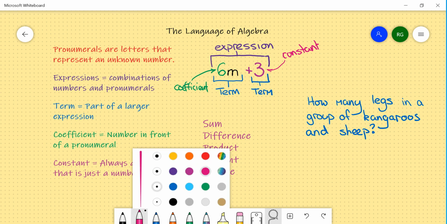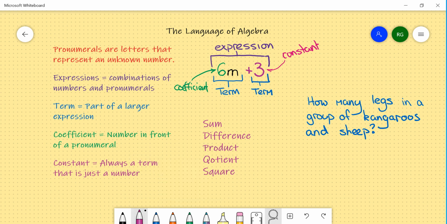A couple of bits of information to remind yourselves of are these written here. Sum is when we add two numbers. Difference means subtraction. If you're finding the difference between 12 and 4, we know that it's 8 because we go 12 minus 4 equals 8. Product is multiplication, or the result is the product. Quotient, division, and square is a number multiplied by itself.